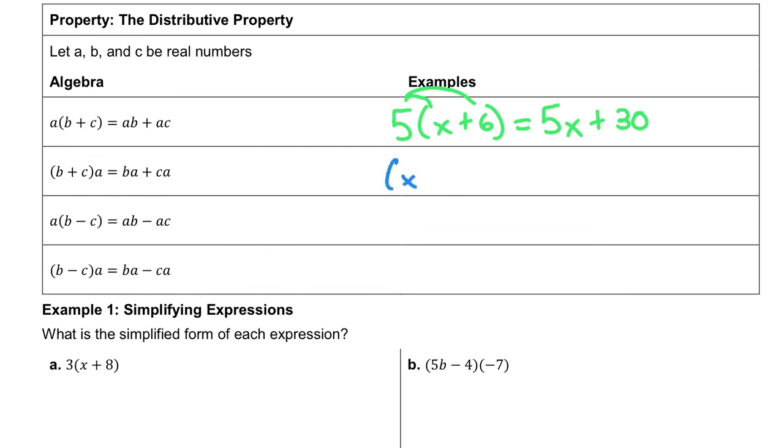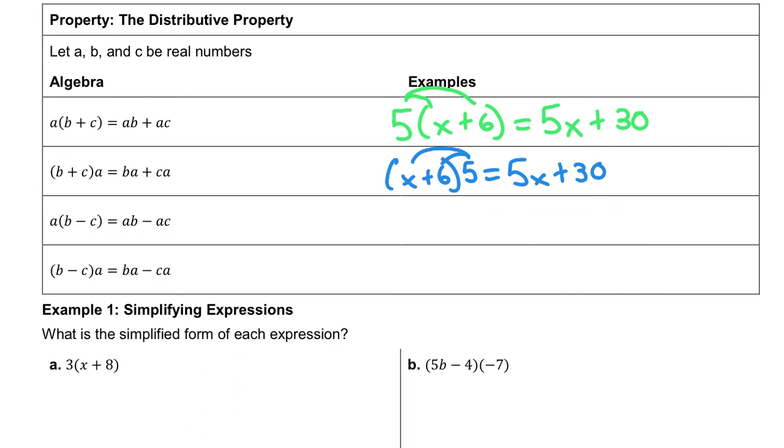For the next example, it's just flip-flopped. I'm going to use the same numbers to show that in multiplication, the order doesn't matter. I still multiply by both terms inside the parentheses. Okay, so that's how we use the distributive property, and that's just across addition.